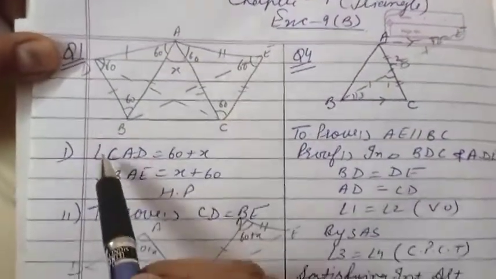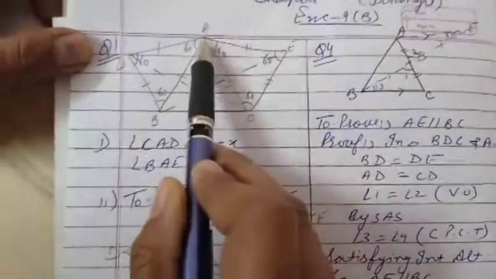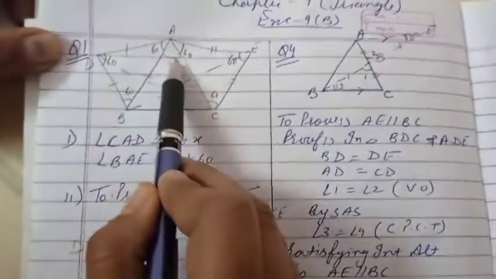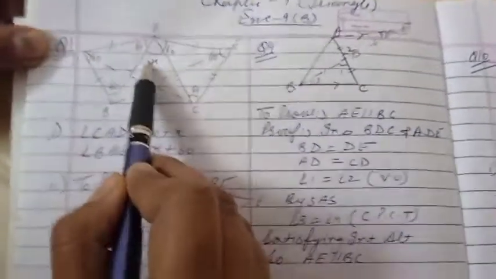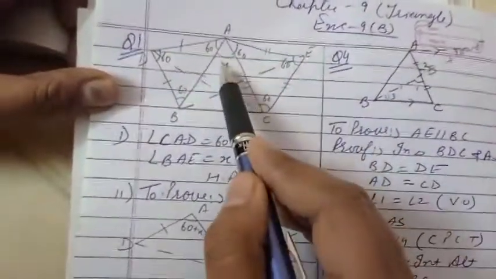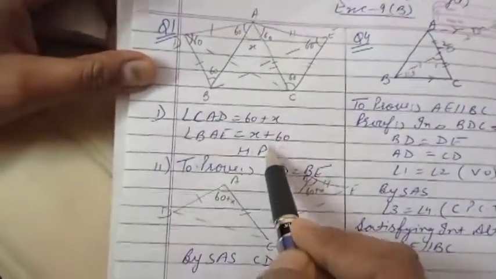So first part you have to prove angle CAD, meaning this angle, is equal to angle BAE. So what is the measure? Let this angle be x. What is the measure of this angle? 60 plus x. What is the measure of BAE? 60 plus x. So both the angles are 60 plus x. That's what you have to prove.